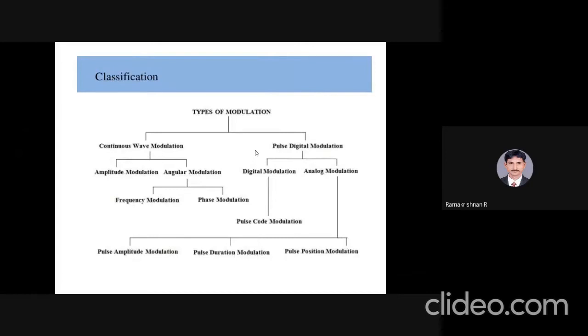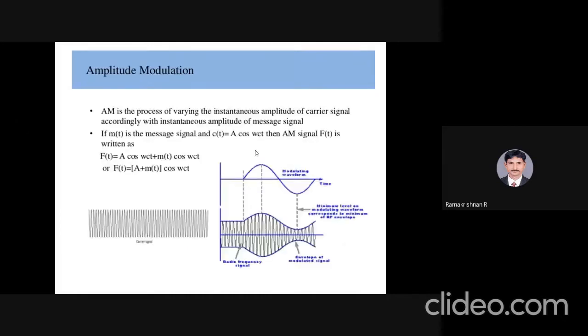Classification. Types of modulation can be classified with respect to two categories: one, continuous wave modulation, and two, pulse digital modulation. Further classification of continuous wave modulation: amplitude modulation and angular modulation. Pulse digital modulation is further classified into two types, digital modulation and analog modulation. Further, digital modulation is classified into pulse code modulation, pulse amplitude modulation and pulse duration modulation.